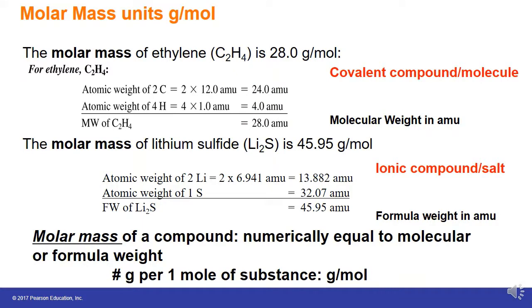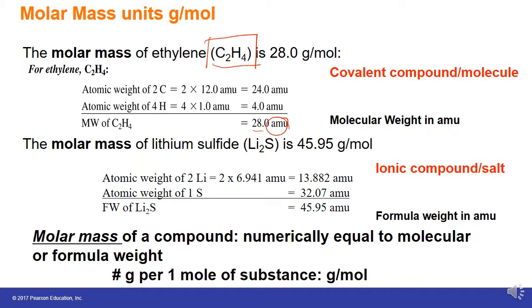So the molar mass is essentially just the mass of the atoms in a compound, and we simply change the AMU to grams per mole. So for ethylene, one unit of ethylene would have 2 carbon atoms and 4 hydrogen atoms, right? And the mass would end up being 28.0 AMU.